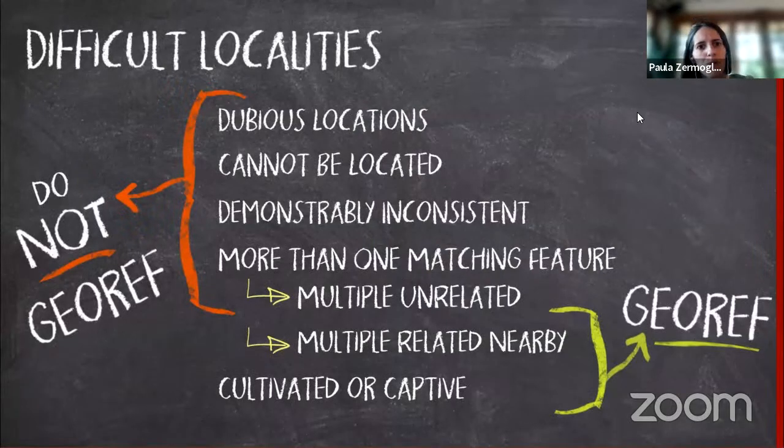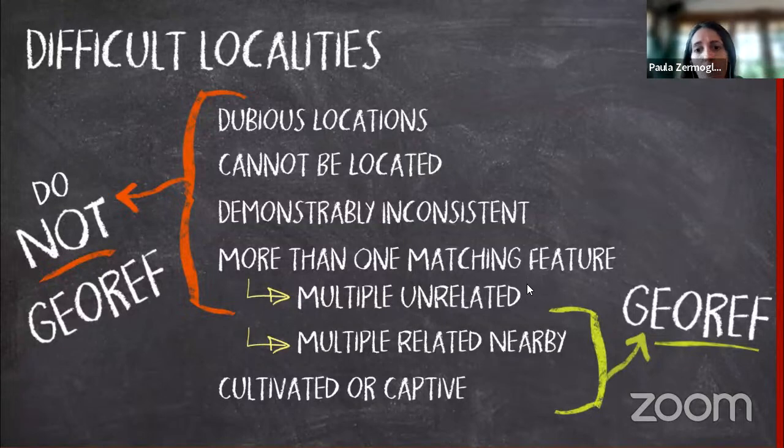So just as a reminder of what we have seen before, we had different kinds of difficult localities that were dubious locations, that are the ones that specifically have question marks or words that indicate that those locations are not really known. There are others that cannot be located, that the locality description says something that we cannot find in any map, in any gazetteer, and it is unfindable. There are the ones that are demonstrably inconsistent that we were talking about now.